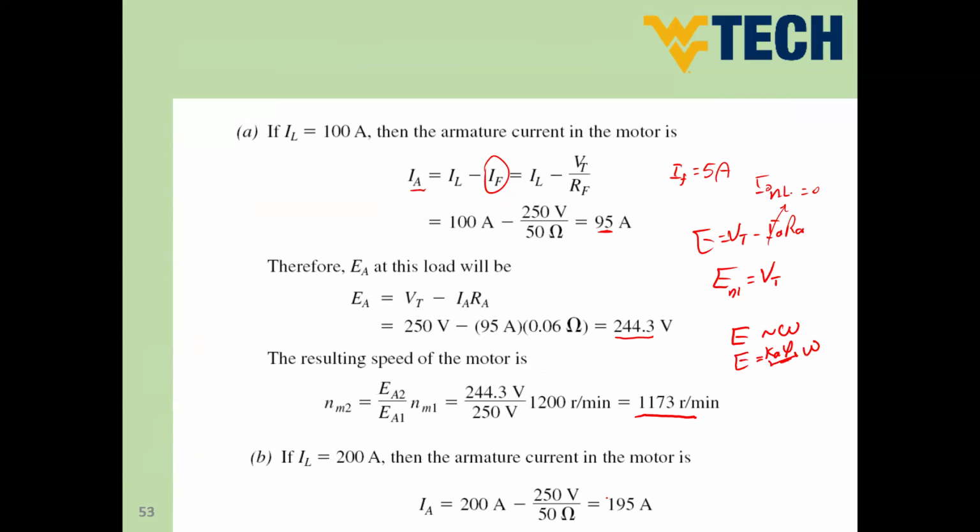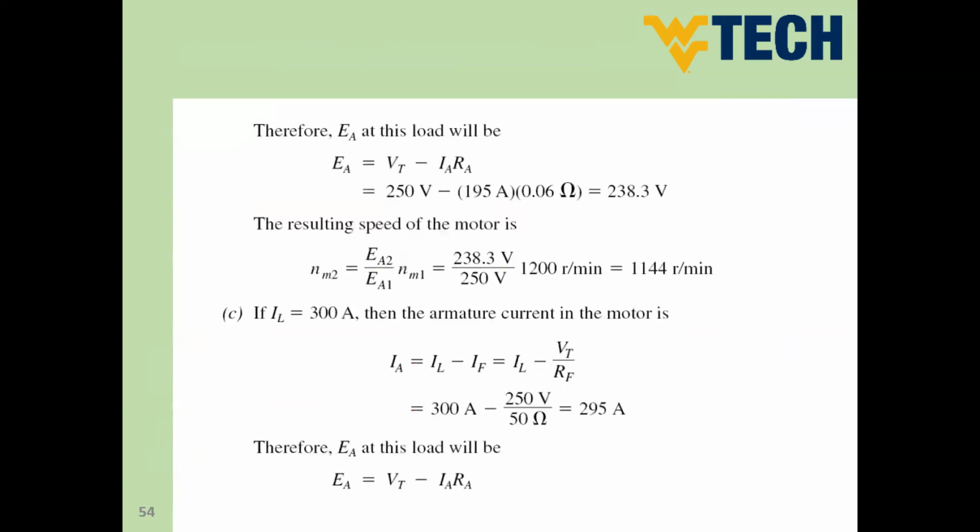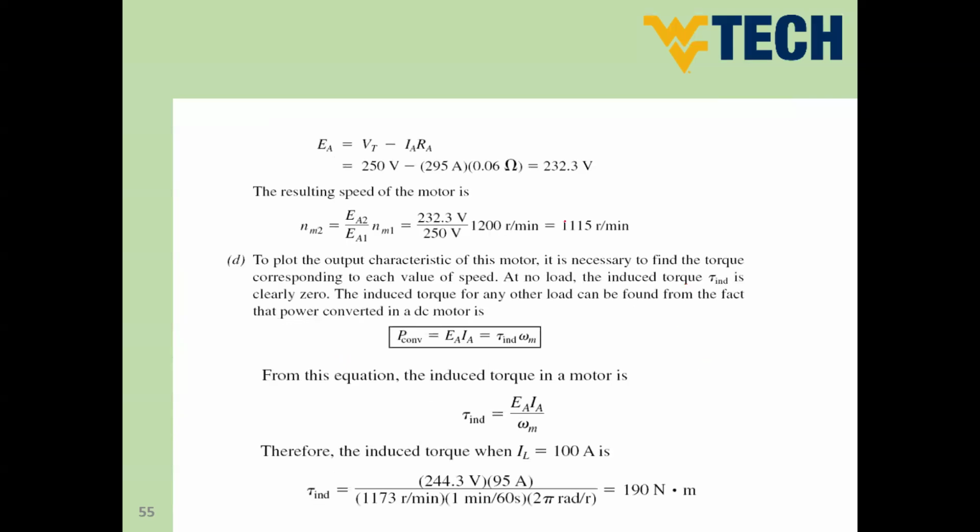So as you can see, guys, he got the new value of the current here considering the same field current, and he compared the EMF in order to get the new speed. So at 200 ampere, the speed is 1144, and at 300 ampere, the speed is 1115 RPM. So this is the way how to get the motor speed at different values.